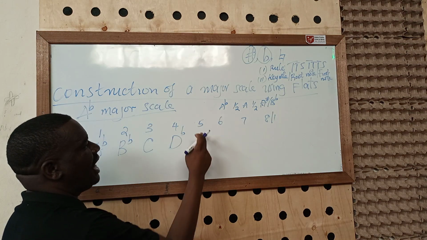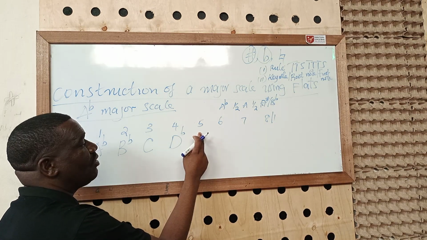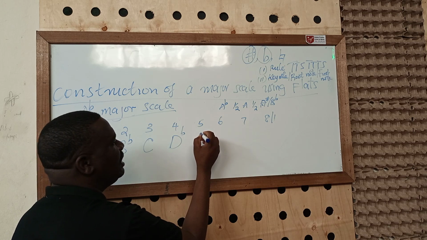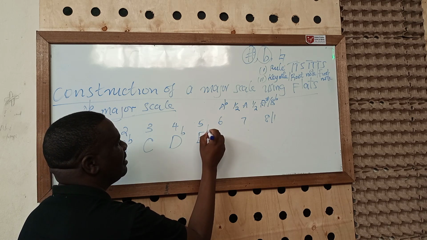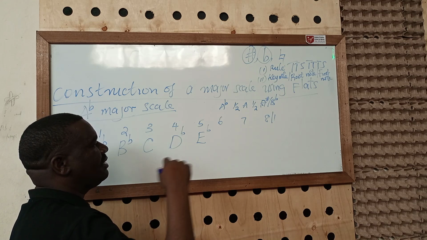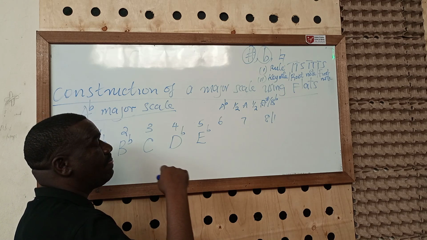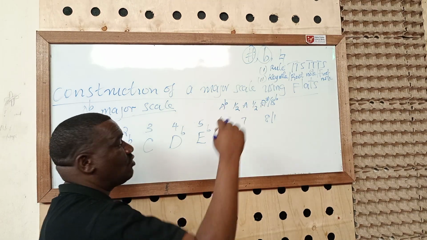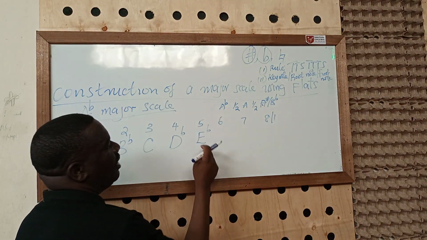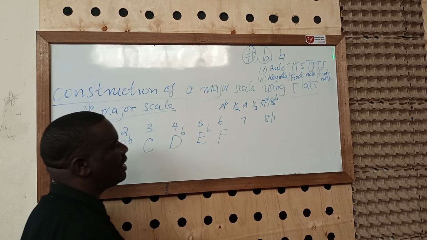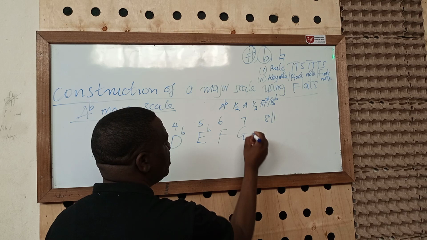From D flat, a whole step, we are going to get to E flat, because it is D flat, half will take us to D, and half will take us to D sharp, and the other name for D sharp is E flat. So we take the flat. Now from E flat, we go to F. Same explanation. From F we go to G.